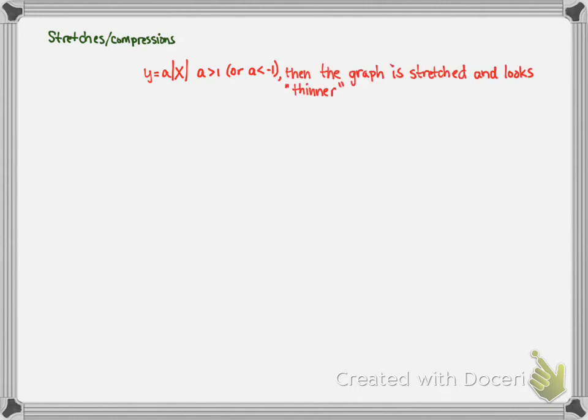Okay, we also have stretches and compressions. We have y equals a times the absolute value of x. If a is greater than 1, or a is less than negative 1, then the graph is stretched and looks thinner. If a is in between negative 1 and 1, then the graph is compressed and looks wider.